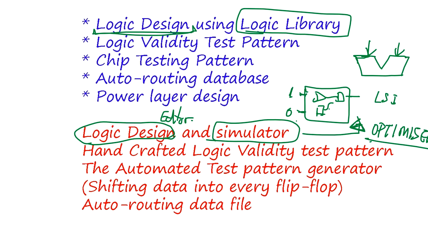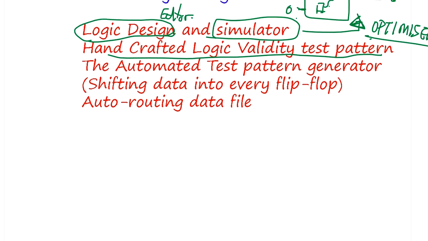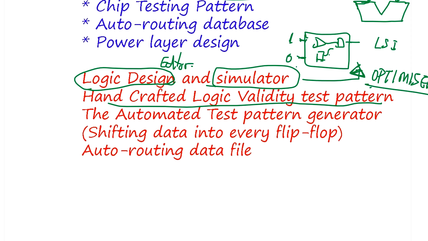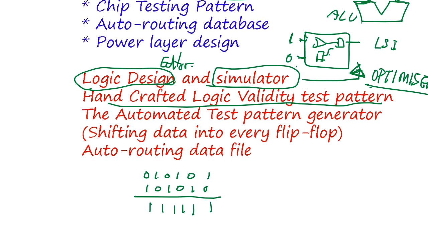And logic validity test pattern. A logic validity test pattern is something used in order to verify if your intended logic is working or not. For example, if it's an ALU, then you add 0 1 0 1 0 1 and 1 0 1 0 1 0. See if the answer will be correct. This is one case. 1 1 1 1 0.